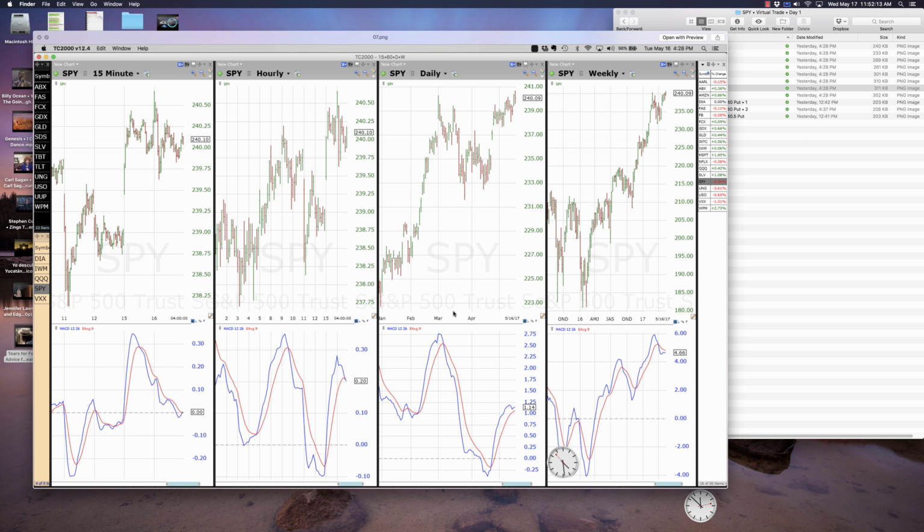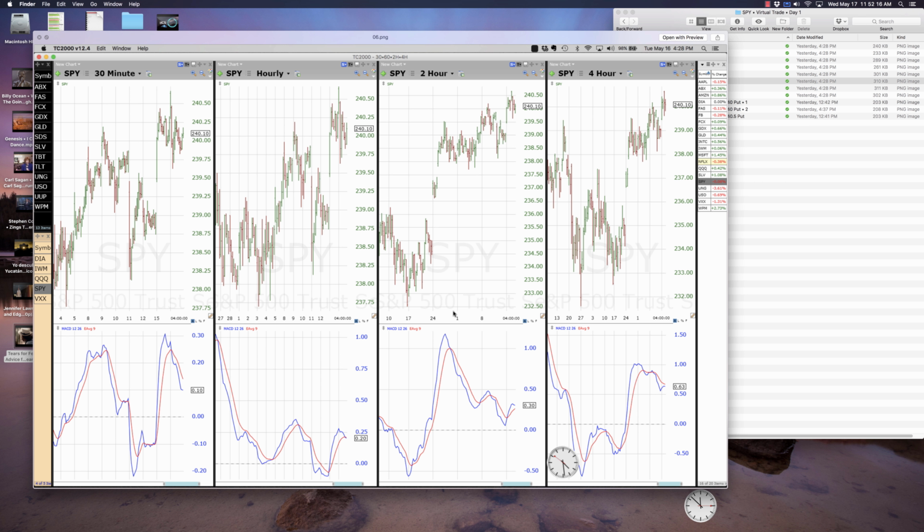Now I'm going to show you another chart over here, which is the 4-hour, the 2-hour. Here we have the hourly and the 30-minute. Now take a look at the 4-hour. The 4-hour is in huge divergence territory. See how the price topped out over here, but technically we're down here. On the 2-hour, we have the same thing. See, take a look at this.